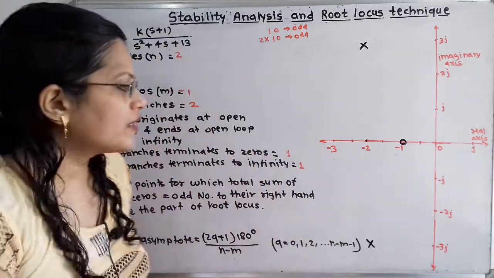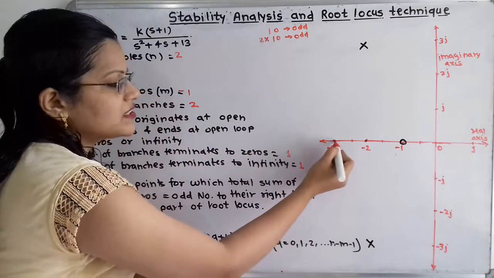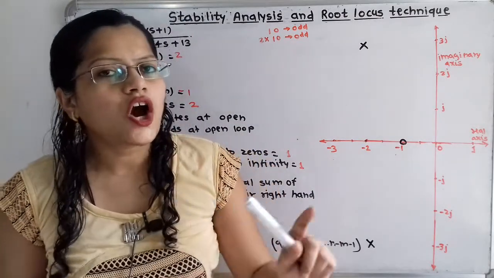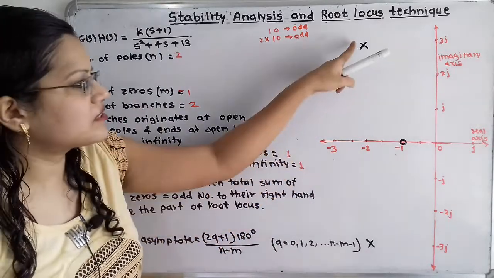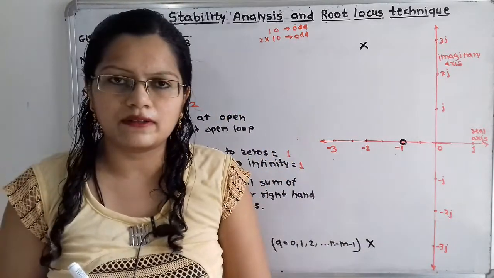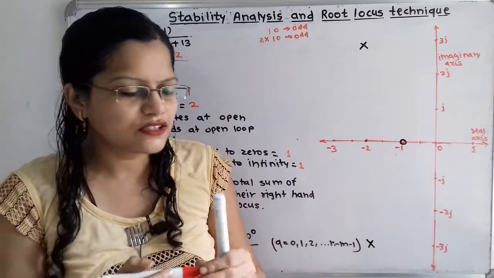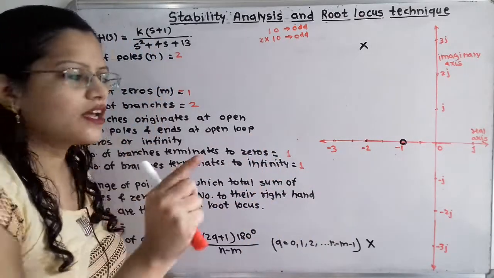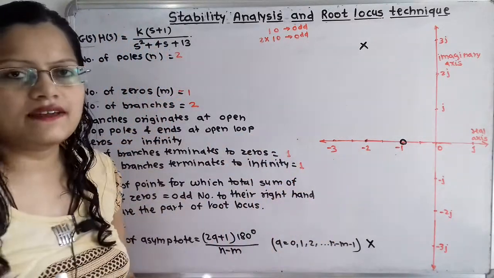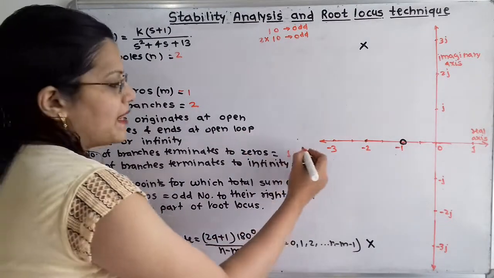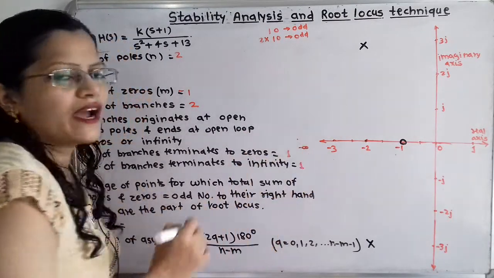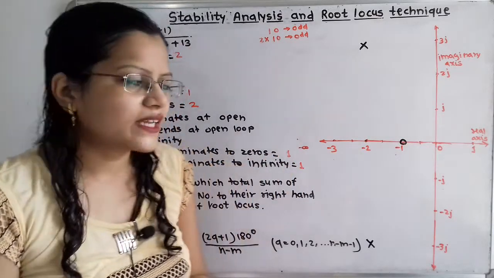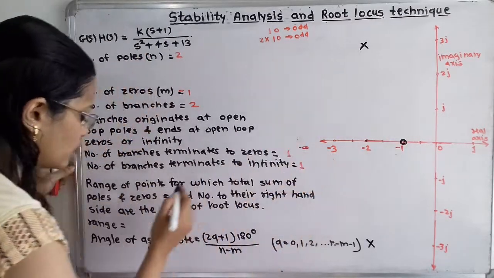In the same way, if I move next, for -3, -4, or -3 to -infinity, all these points contain a total sum of poles and zeros that is an odd number. So we can say, what is that range? The range is from -1 to -2 and -2 to -infinity. So the total range is from -1 to -infinity, because on the left hand side, the last one we have to take is -infinity. So the range of points is -1 to -infinity.